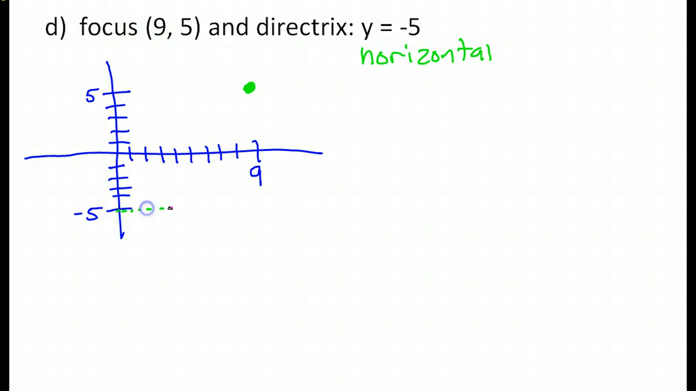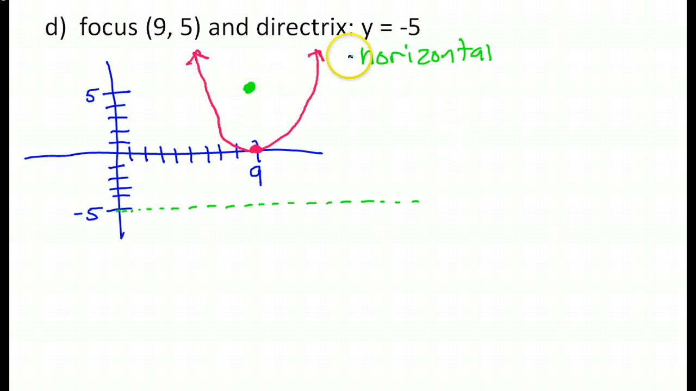Okay, so my directrix will be down here. This is going to tell me where the vertex is, because the vertex should be right in the middle between these two, dead center. So this is up 5, this is down 5. That means the vertex must be right on the line. I also know that it will be wrapped this way because it has to wrap itself around the focus.